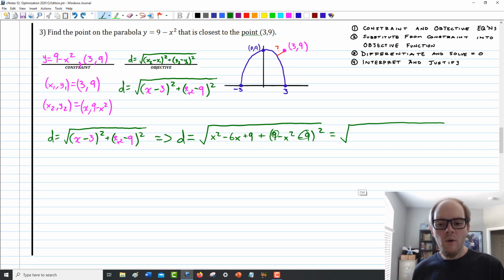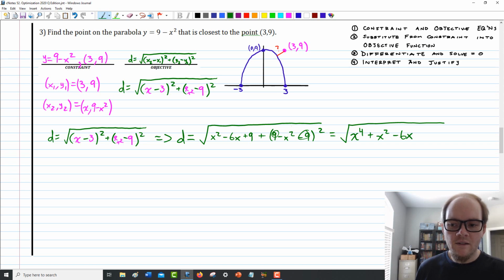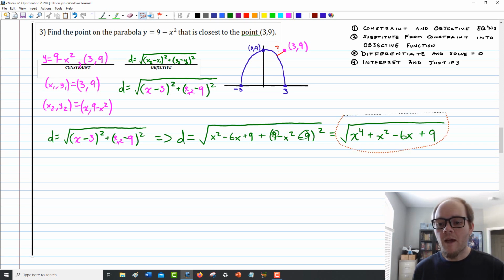But we've got x squared squared, which is going to give us a term of x to the fourth. Then we've got plus x squared minus 6x plus 9. So there is our formula. That's what we're going to be trying to optimize.